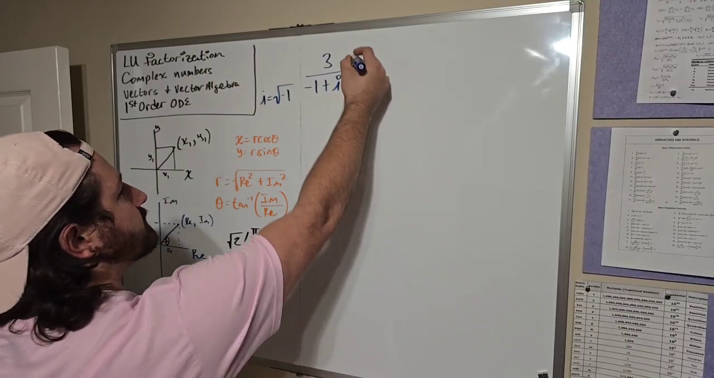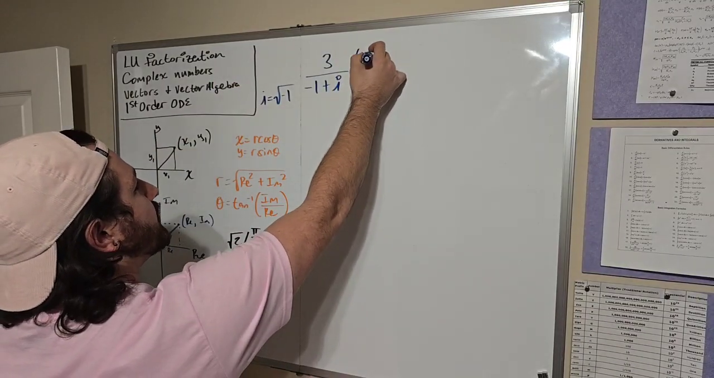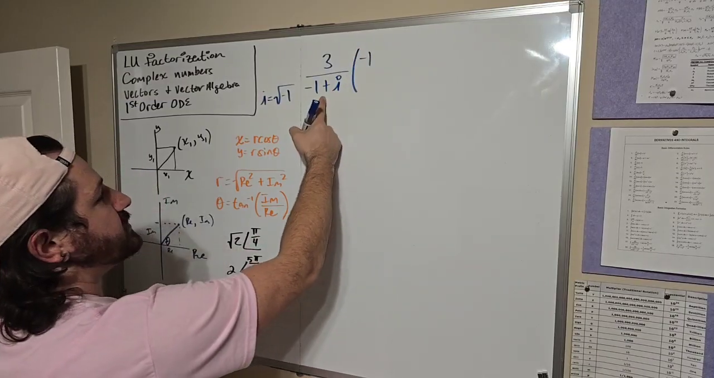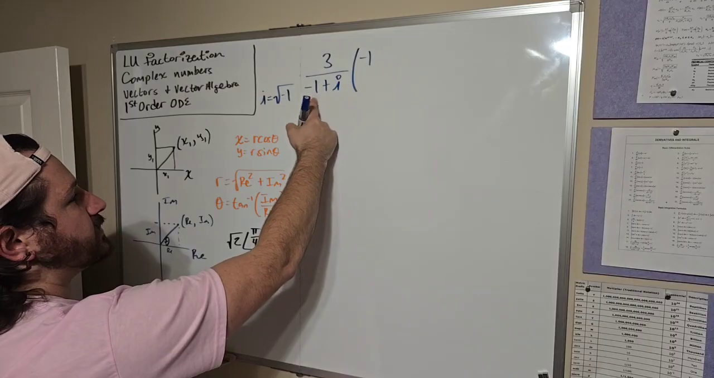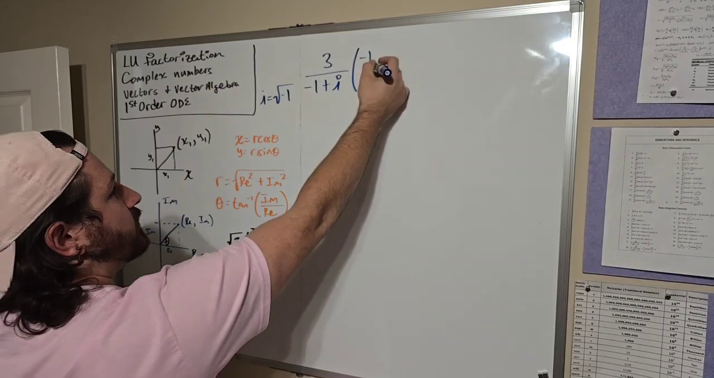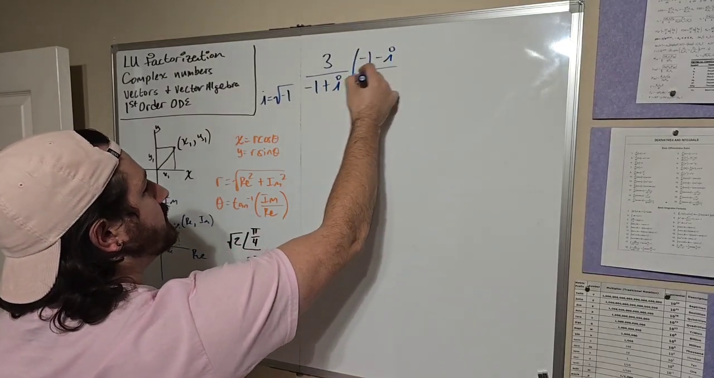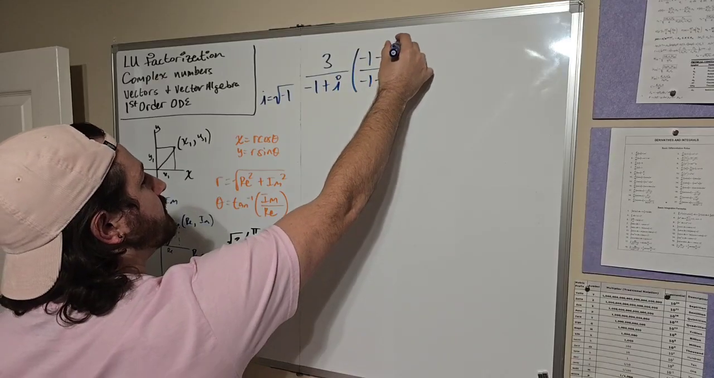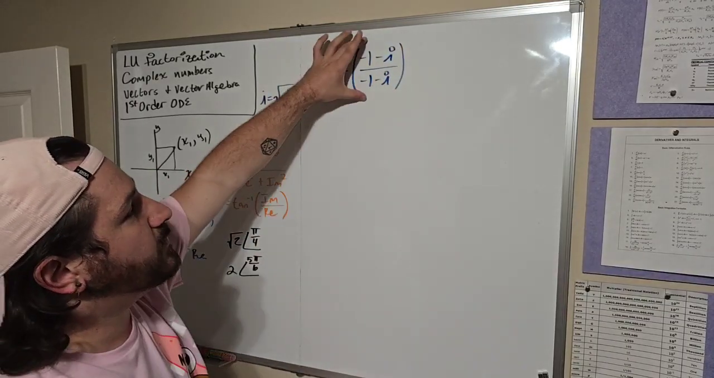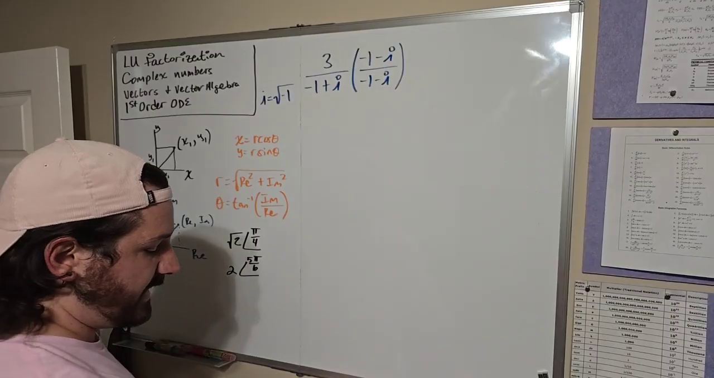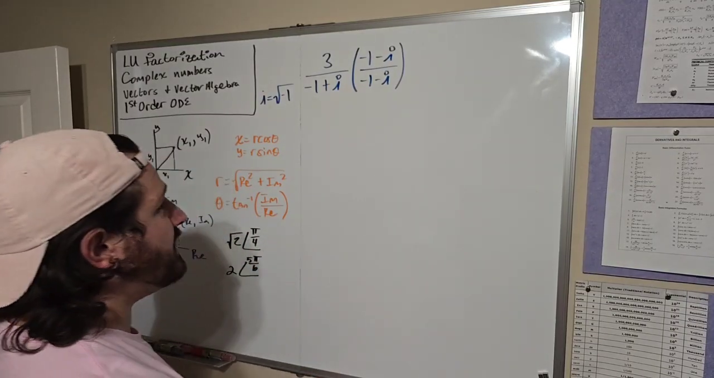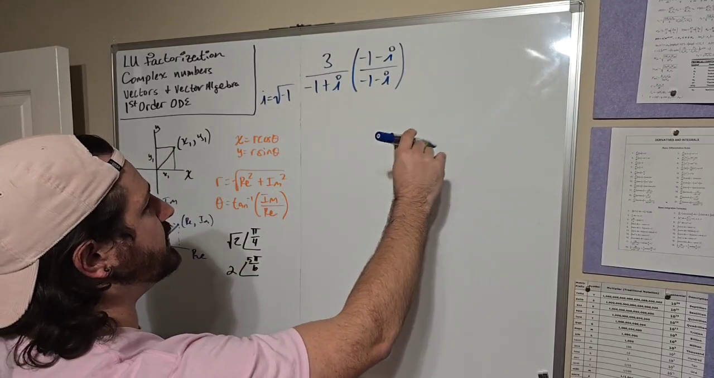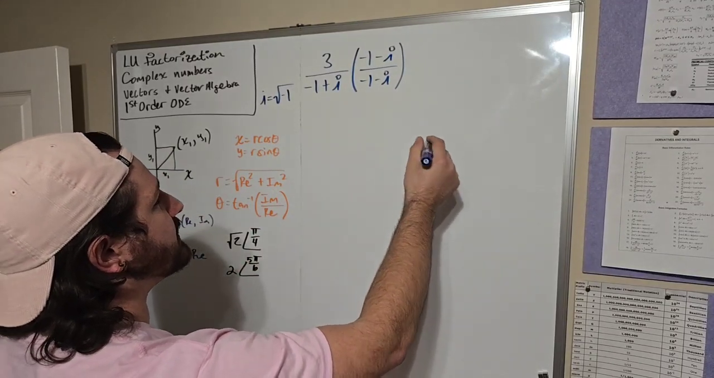So the way we're going to do that is by multiplying by the complex conjugate, which again is just where you take this sign between your terms and you flip it. So you have negative 1 minus i over negative 1 minus i, right? This is multiplying by 1. You can always multiply by 1, you can always add 0. And then from here, it's just straight algebra. We're going to FOIL this out basically.